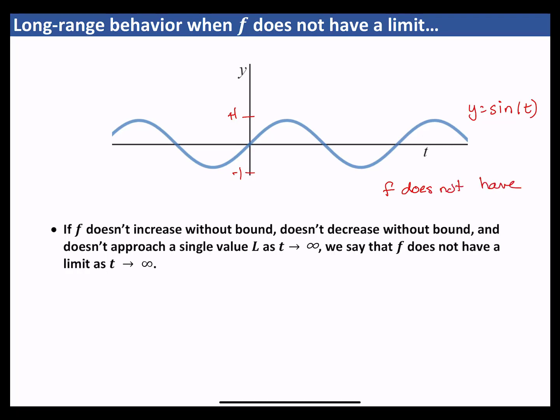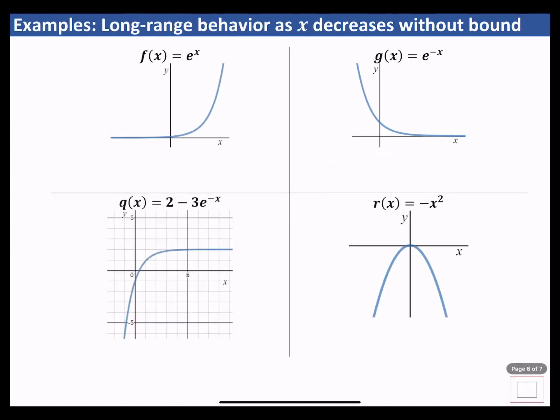So again, if f does not increase without bound, does not decrease without bound, and does not approach a single value L as t increases without bound, then we say that f does not have a limit as t increases without bound. Up to this point, we've focused only on the long-range behavior as x increases without bound. That is, we've only focused on the right end of the graphs. We can use limit notation and related natural ways to express the long-range behavior of the left end of a graph too.